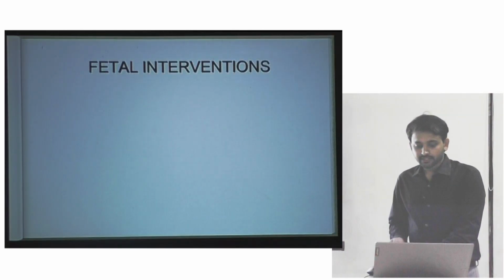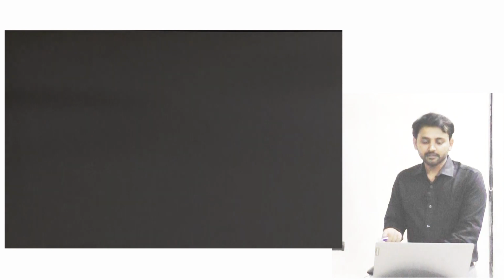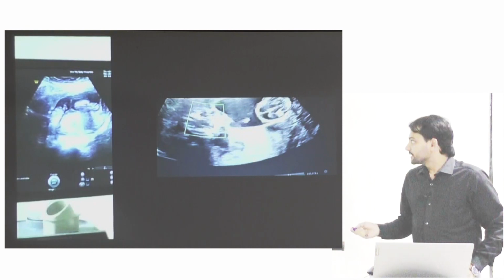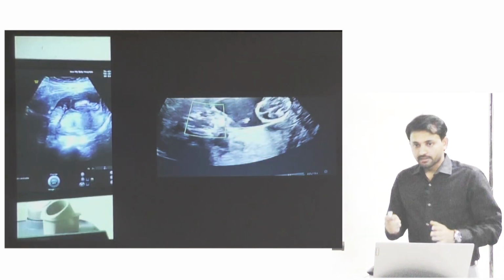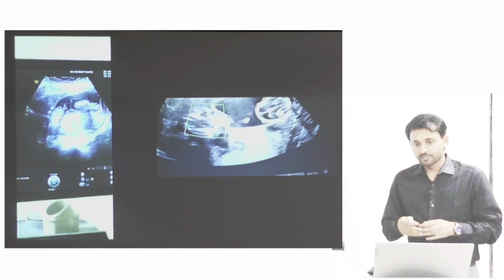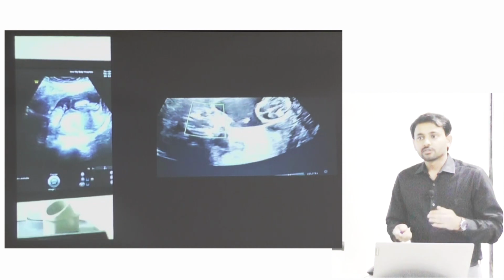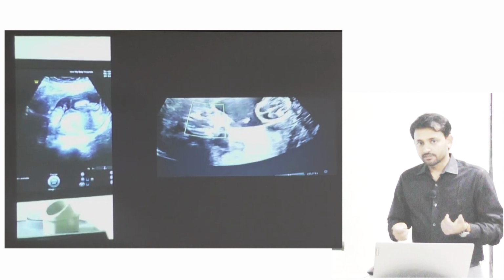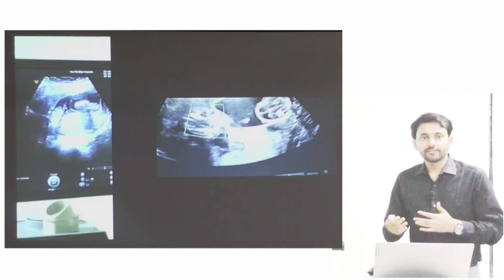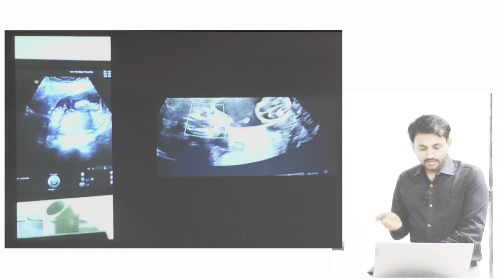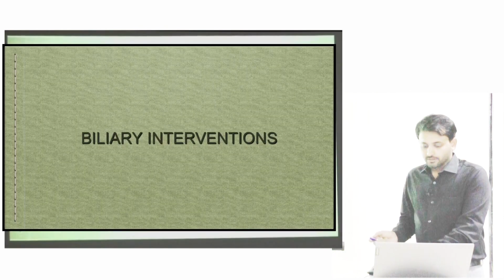And fetal interventions. Common interventions are amniocentesis, chorionic villus sampling, and another one is fetal reduction. In this case, this one is a triplet pregnancy. In order to reduce the fetus selectively, we selectively entered one of the fetal hearts and did the fetal demise, and this patient delivered successfully at Anumai Baby Hospital only.